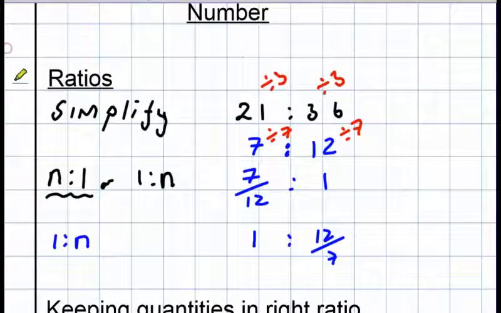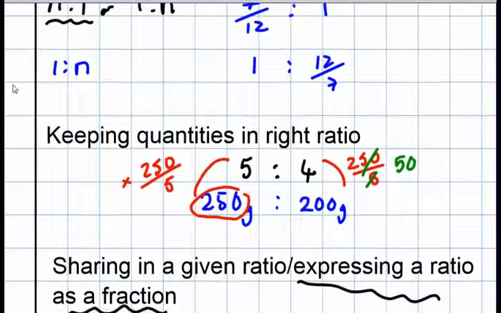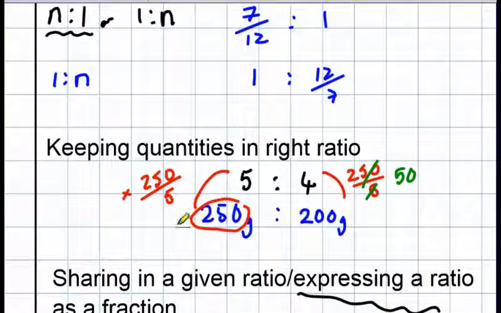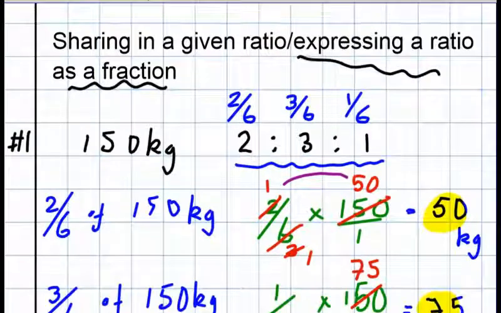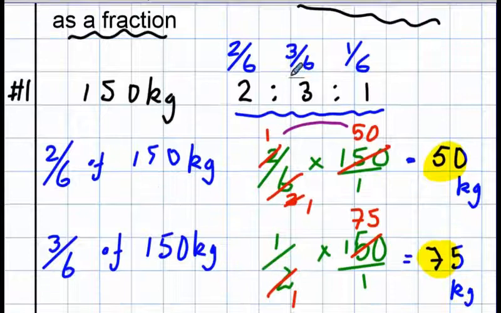So, to recap, the basics of ratios. Simplifying them. Turning them into the form of some number to 1, or 1 to some number. In some ways, the hardest of the basic ones is keeping the ratios in the right quantity. Use the multiplier, which you calculate by looking at the new number over the old number, and what you do to one side of a ratio, you have to do to the other. Sharing is best done by turning each of the ratios into a fraction, because that's another important skill you need, and then finding that fraction of the total quantity.